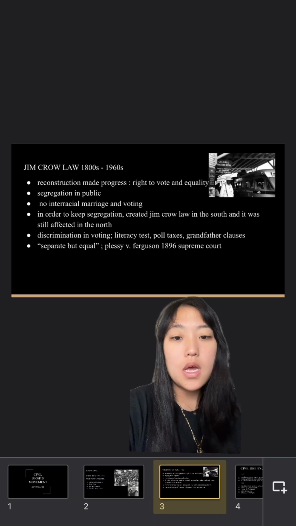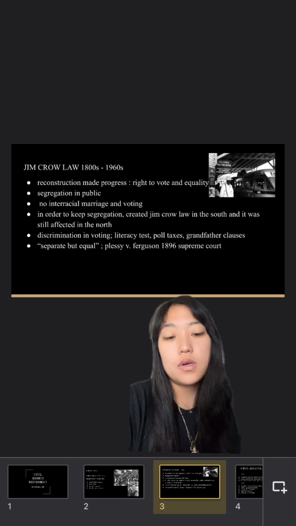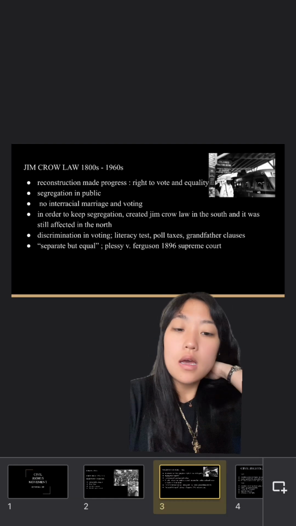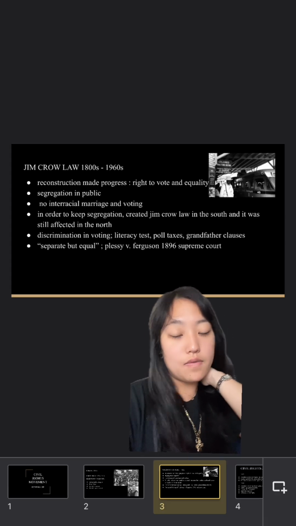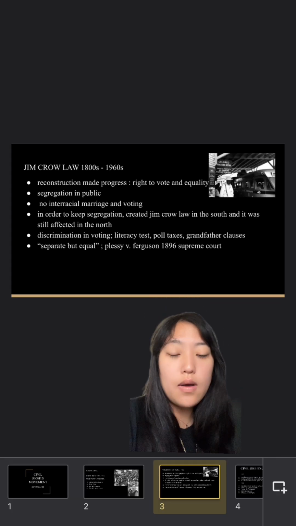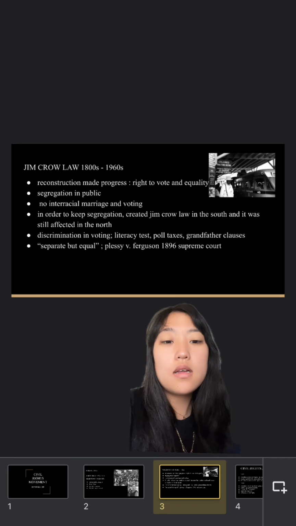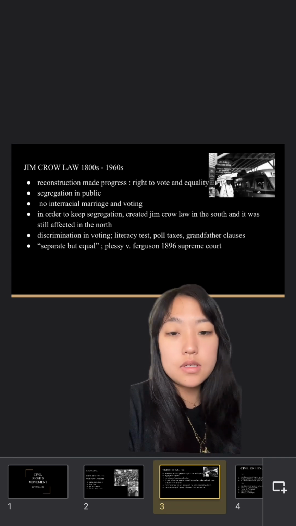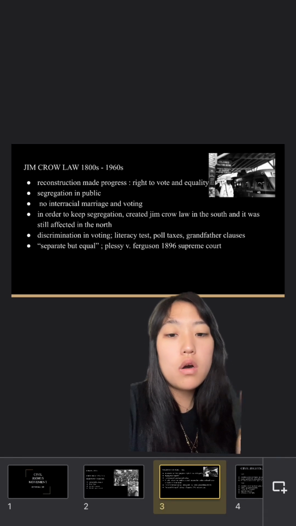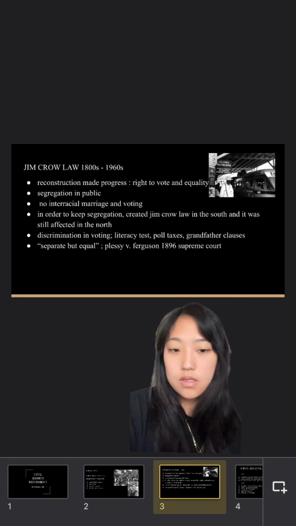And in order to keep segregation, the Jim Crow law was strictly enforced in the South, while in the North it wasn't a law, but it still did affect the African Americans. And then the Plessy versus Ferguson case in 1896 Supreme Court was the case that allowed discrimination and segregation to happen because they used the words "separate but equal" to make it sound constitutional, but it was not.